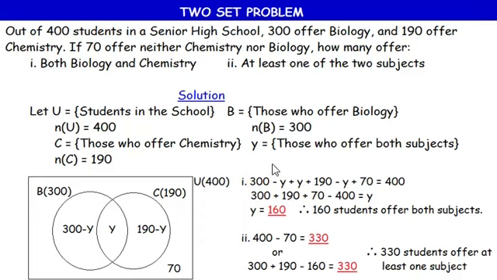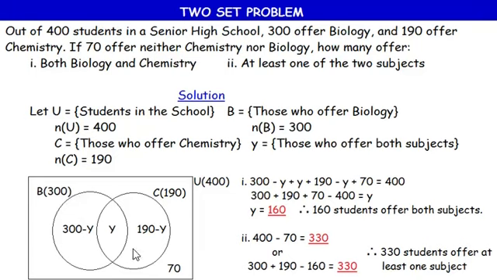So afterwards we are going to plot the information on the Venn diagram, right? So just plot the information here on the Venn diagram. As usual, we have our two circles. Now the first thing to do is to insert your intersection, right? So we said y represents those who offer both subjects. So we are going to place y in the middle here, right? So we have B 300, C 190.